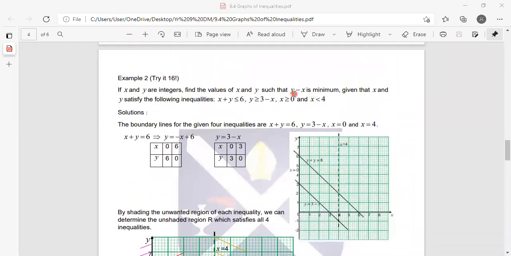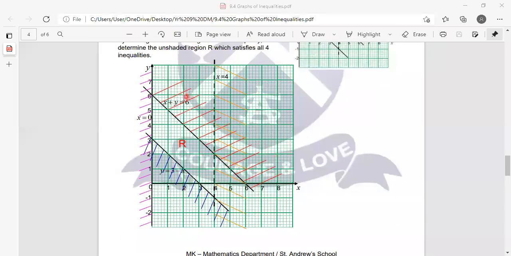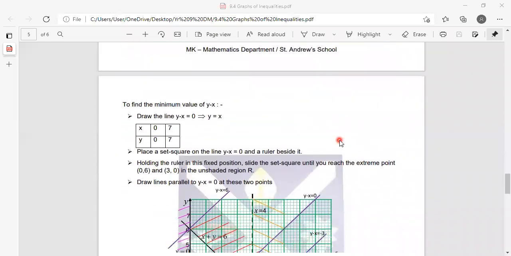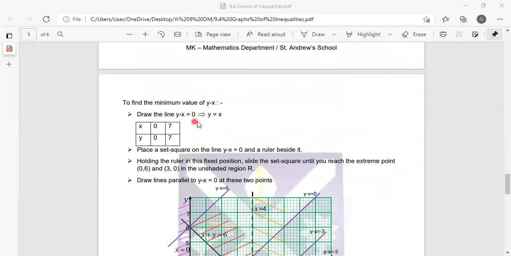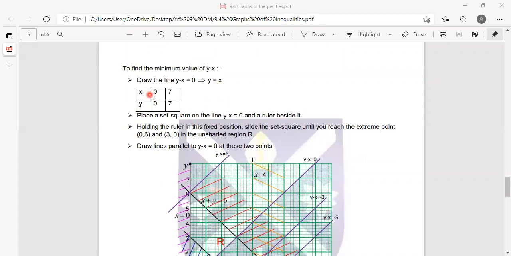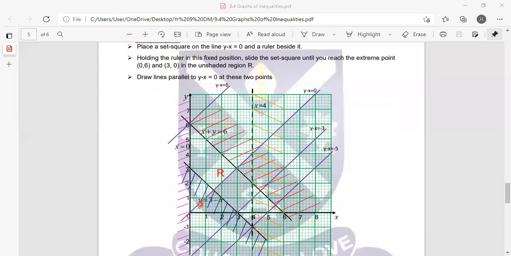We are looking for the minimum values of x and y such that y minus x is minimum. Again, there are two ways of finding the minimum value of y minus x. I can draw the line y minus x equal to 0 first. Making y the subject, y equal to x. Choose some values of x, find the corresponding values of y. Just like the previous case, we need to draw parallel lines. So I first draw y minus x equal to 0.